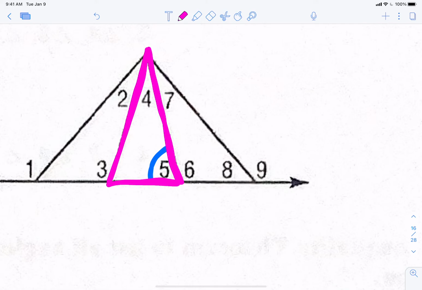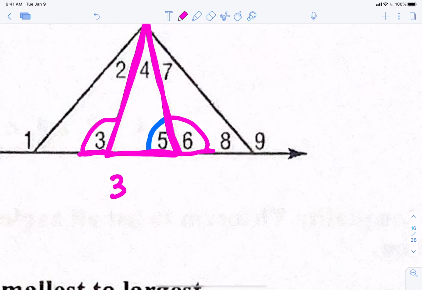So let's do this guy right here, just the middle guy. What are the exterior angles to the middle guy? 3 is exterior and 6 is exterior. Okay, so what 2 angles do you have to add together to get 3? 5 plus 4. Why do you have to add 5? Why 3? And 8. Because now we're looking at 5 being an inside angle.